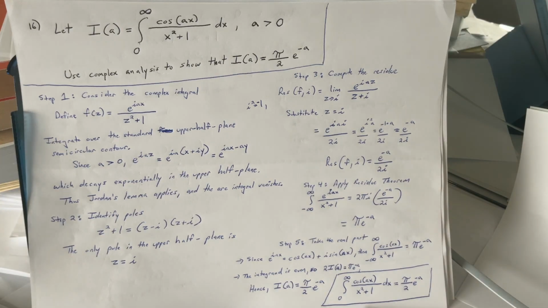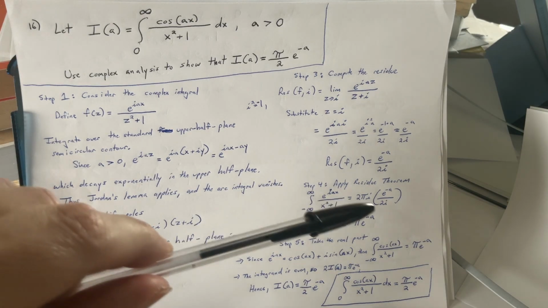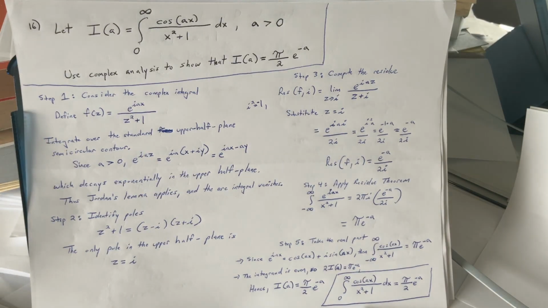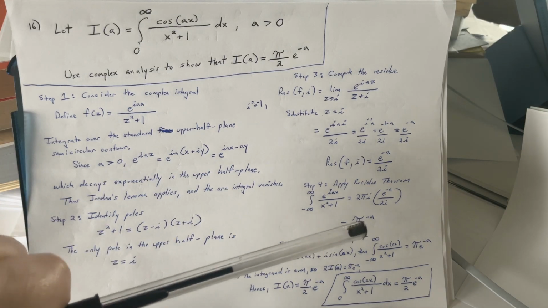Now we're almost there. Apply the residue theorem in step 4 to the integral from negative infinity to infinity of e to the i a x over x squared plus 1. That's just going to be 2 pi i times that residue, e to the negative a over 2i, and that just becomes pi e to the negative a.